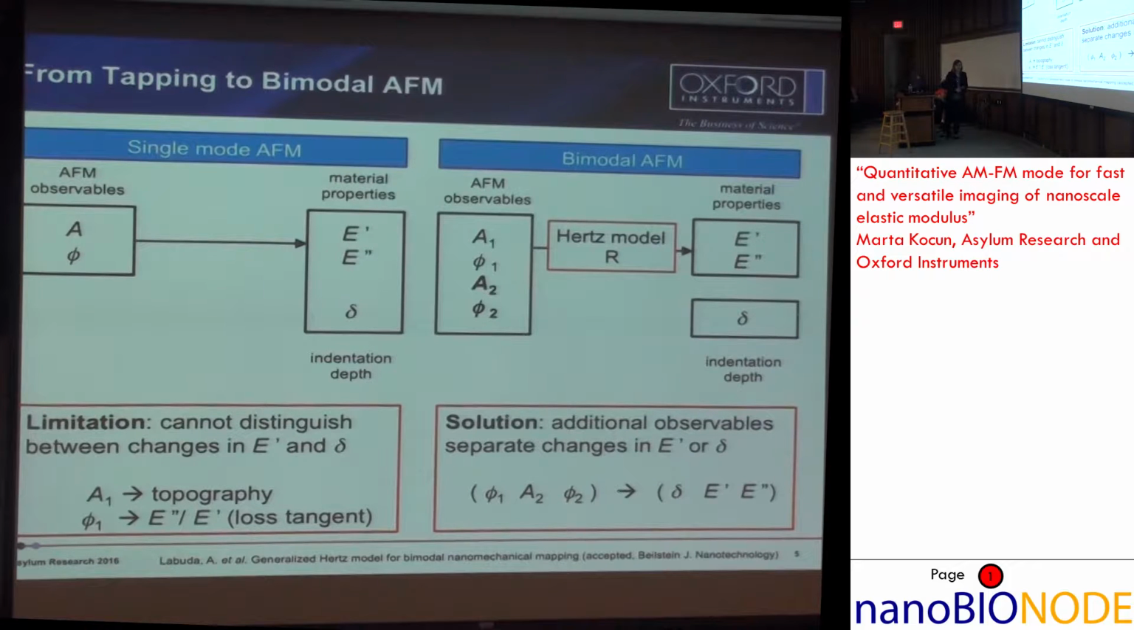However, if we have more than one mode, besides having a much more complicated experiment, we get double the observables. So we have amplitude 1 and phase 1 from the first mode, and amplitude 2 and phase 2 from the second mode. Very simplified, if we use some models, we can calculate the indentation depth, and then we have access to the properties of the material, which are elastic, and we can go ahead and try to figure out the loss modulus of the sample. So again, single versus bimodal is that we have double the observables.